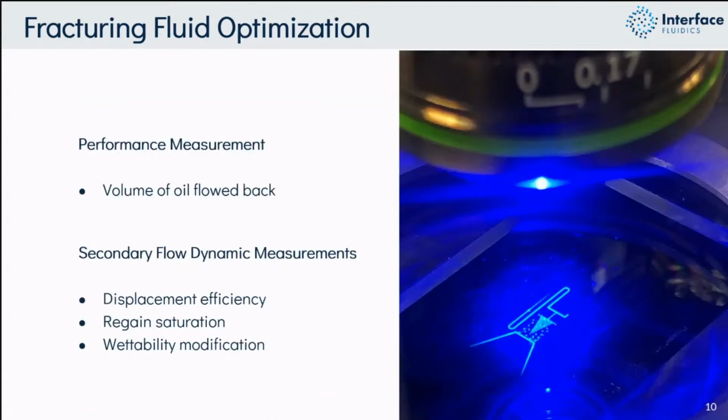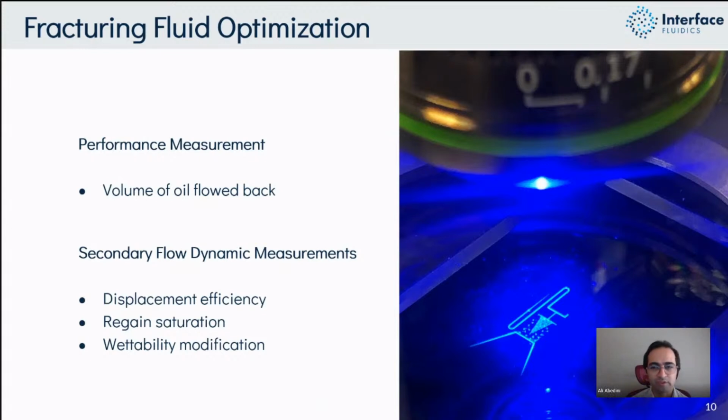So again, just to highlight the performance metrics that we measure in our experiments. The first one is the volume of the oil flowed back. This is something that we measure optically, given the very small and tiny volume of these microfluidic setups. For example, for this frac fluid analog, we are looking at around 17 to 20 nanoliters. So there's no external device that can measure such a tiny volume. So we have to measure everything optically. So that volume is measured optically through our system, as shown in the figure.